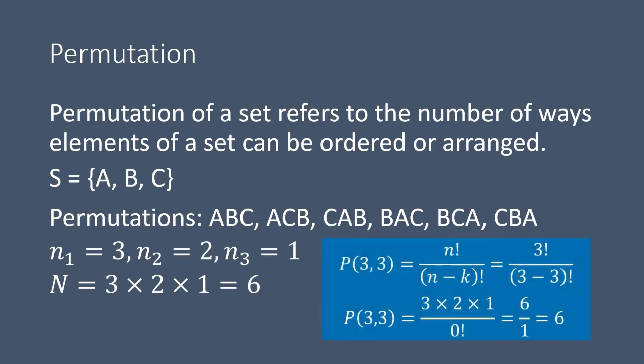We shall arrive at the same answer using the permutation formula. So 3 permutation 3 is n factorial divided by n minus k factorial. 3 factorial is equal to 6. 3 minus 3 factorial is 0 factorial, and that is equal to 1. And so it's 6 divided by 1, which is equal to 6.